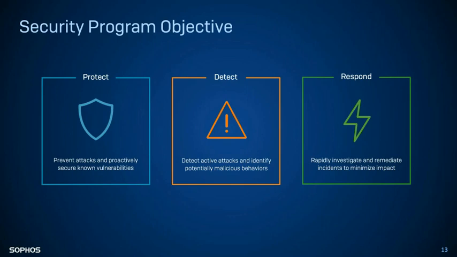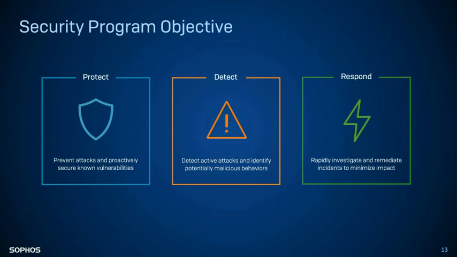And so what does it take to achieve that objective? Well, you can break that down into three categories: protection, detection, and response. When it comes to protection, that's the ability to prevent attacks and proactively secure known vulnerabilities. So for things that we know are threats, do we have the controls in place to identify them and shut them down very, very early?